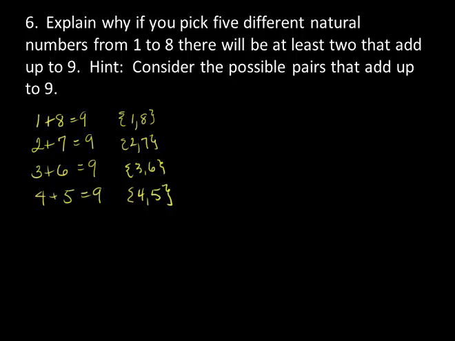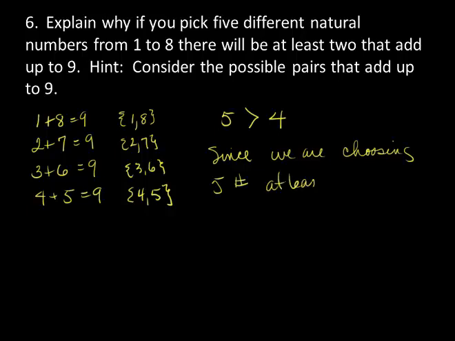And you're going to pick 5 natural numbers. So the best way to write this out is 5 is greater than 4. And since we are choosing 5 numbers, at least 2 will be from the same pair.